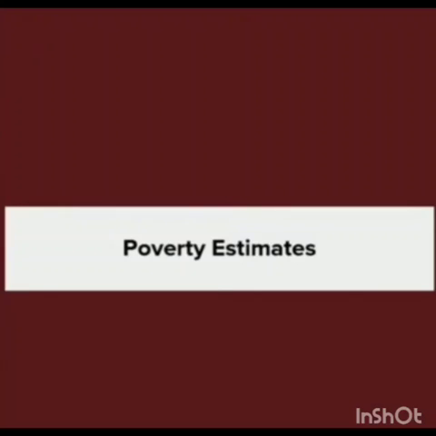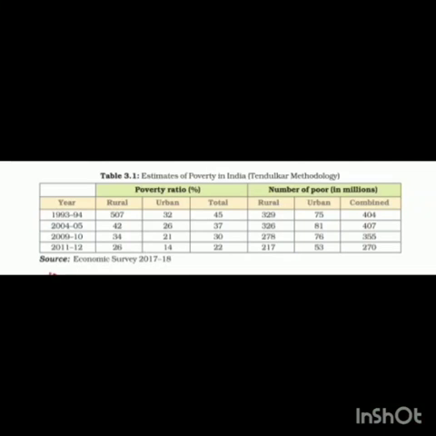Now, students, we will discuss poverty estimates. Now look at the table. There is a decline in poverty ratios in India from about 45% in the year 1993-94 to 37% in 2004-2005. The proportion of people living below the poverty line has further come down to about 22% in 2011-2012. If this trend continues, people below the poverty line may come down to less than 20% in the next few years.